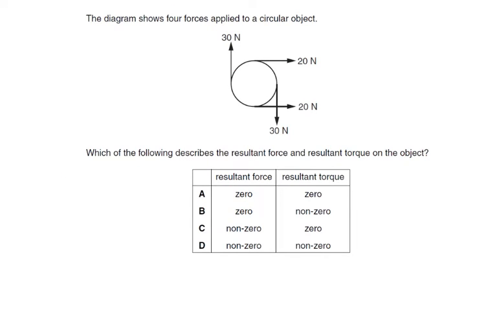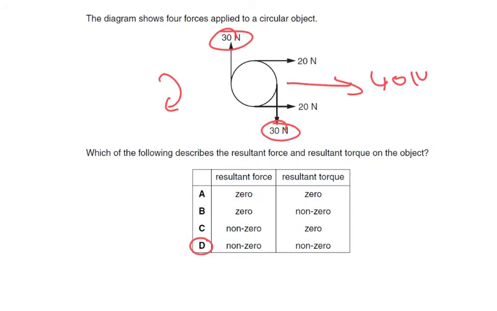Okay, the diagram shows 4 forces applied to a circular object. Which of the following best describes the resultant force and the resultant torque of the object? Well, we've got an overall force of 40 newtons this way. Okay, so the resultant force is not going to be 0. Also, this 30 newtons here and this 30 newtons here are going to act as a couple to try and rotate the object. So again, the resultant torque is not going to be 0, so therefore the answer is D.